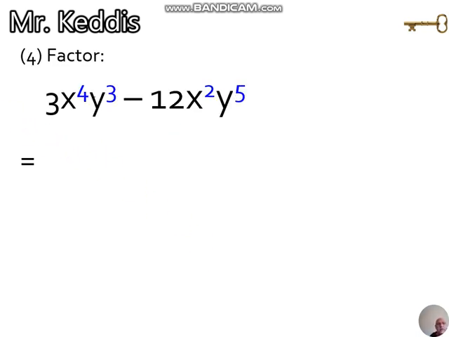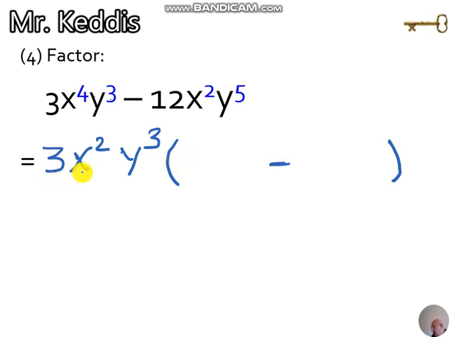You have 3 and 12. What is the common factor here? I take 3 as the common factor. You have x to the power of 4 and x squared. I take the lowest power, x squared. You have y to the third power and y to the power of 5. I take the lowest power, which is y to the third power. Minus here. 3 times 1. I don't need to write 1.